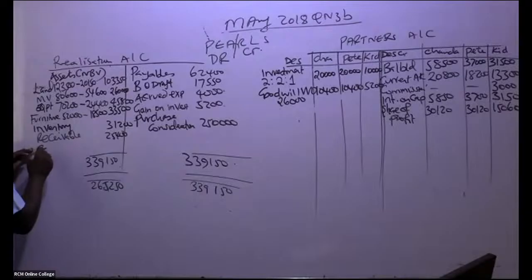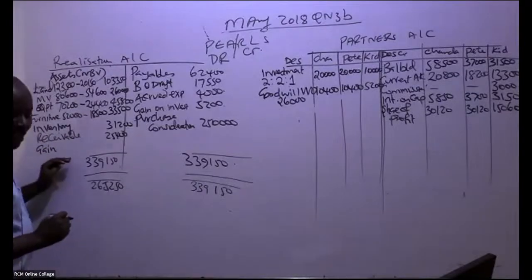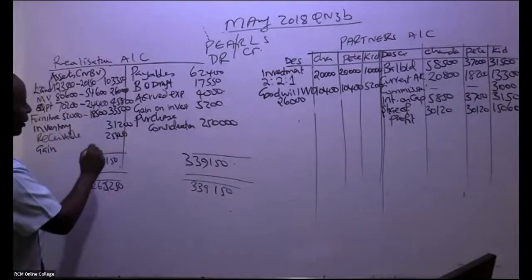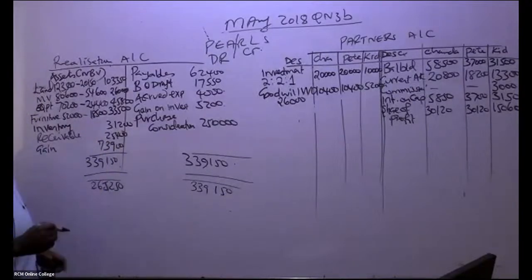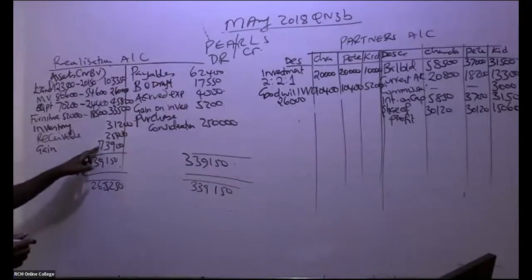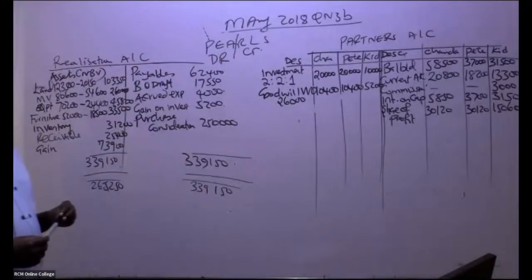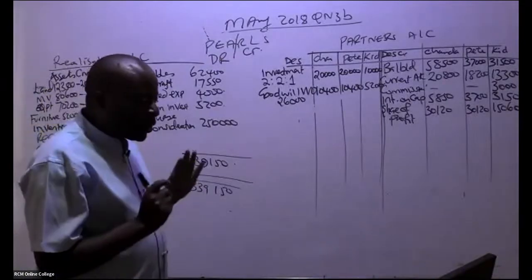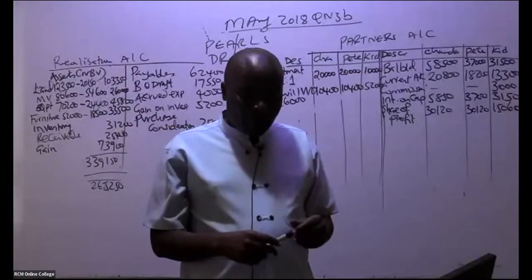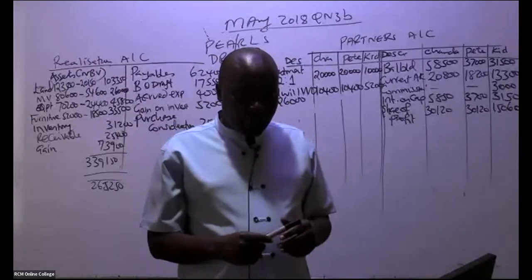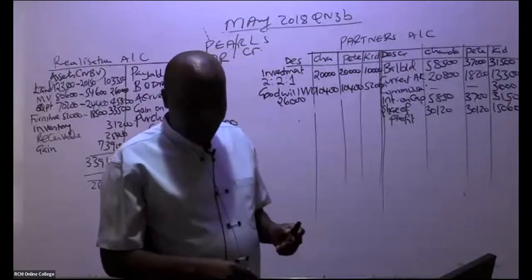And if it comes here, it is a gain. So it is a gain on realization, which I'm being told by somebody is 73,900. If you take this minus this, it comes there. So is that okay, ladies and gentlemen? It's not about perfection, but you really have to ensure that, yeah, great.